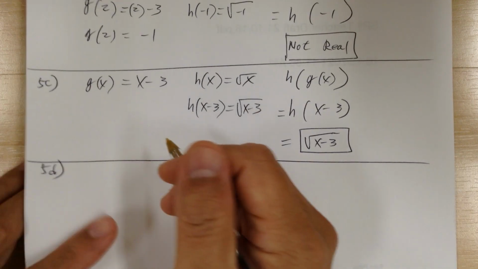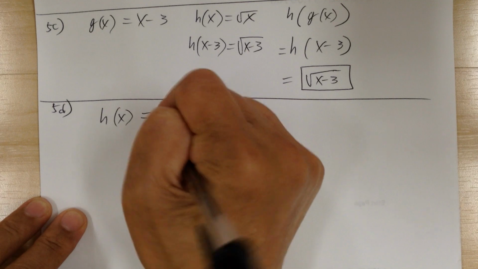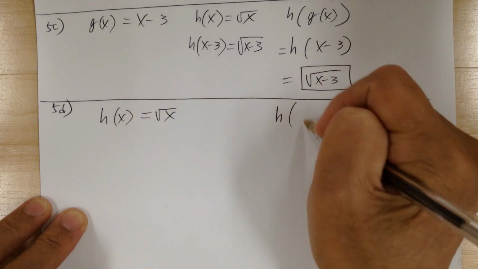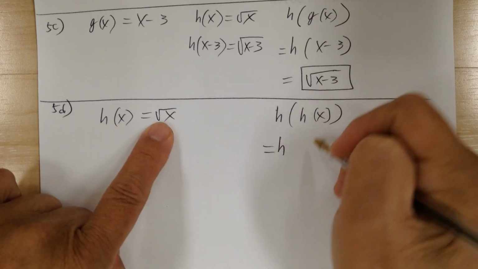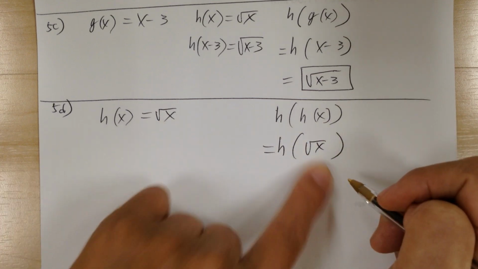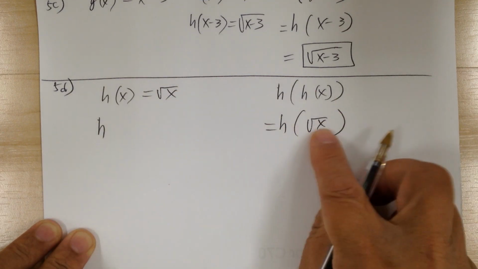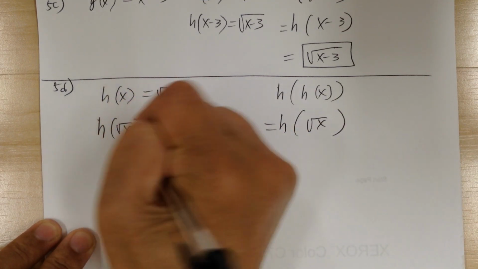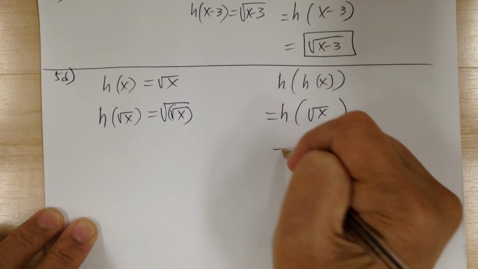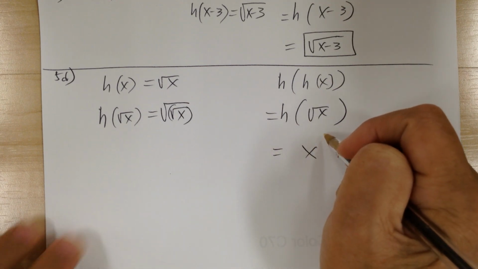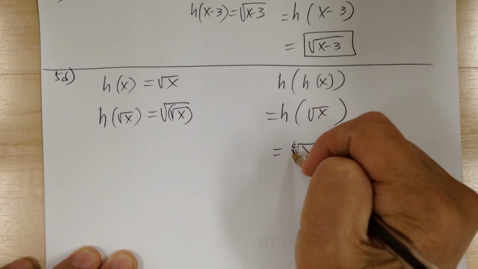Okay, let's go to 5d. This one, all you have is an h function. So h of x equals square root of x. So you're looking for h of h of x. So h of x, we got it from here, it's a square root of x. So now to look for this part over here, h of square root of x will equal square root of square root of x. And so this will equal x to the 1/4 power, or the 4th root of x, right? Square root of square root is 4th root.